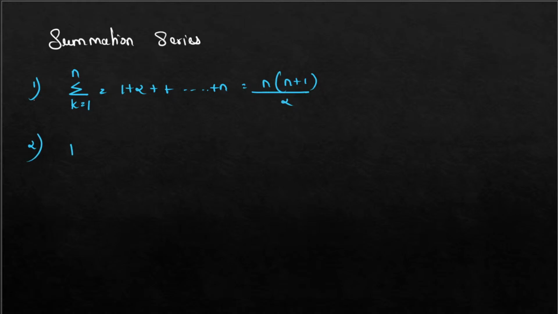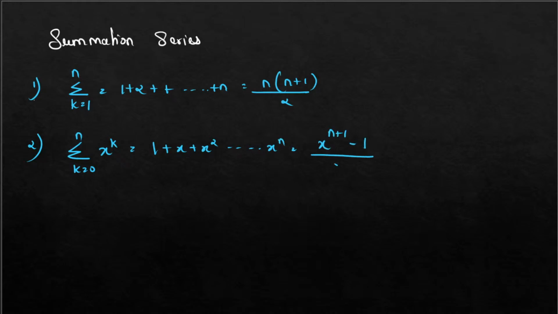Second is the summation of k equals 0 till n of x to the power k, which is 1 plus x plus x square till x to the power n, which equals x to the power n plus 1 minus 1 by x minus 1. Here we will say that x is not equal to 1, because then the denominator would be 0 and the formula will not be possible, so x should not be equal to 1.